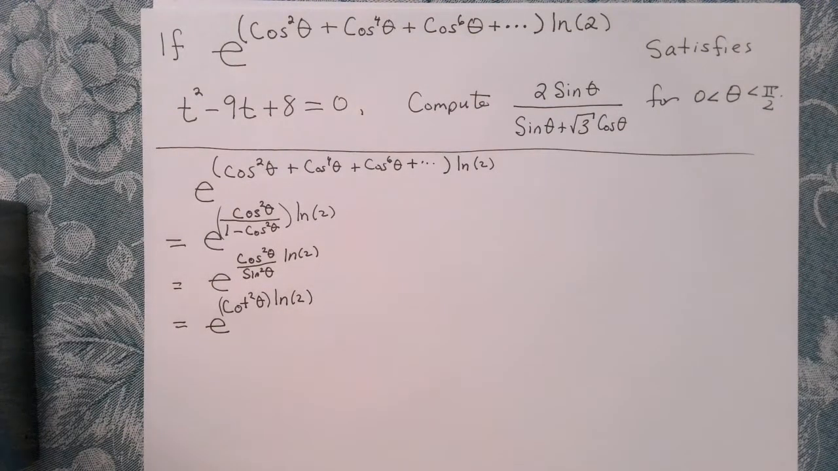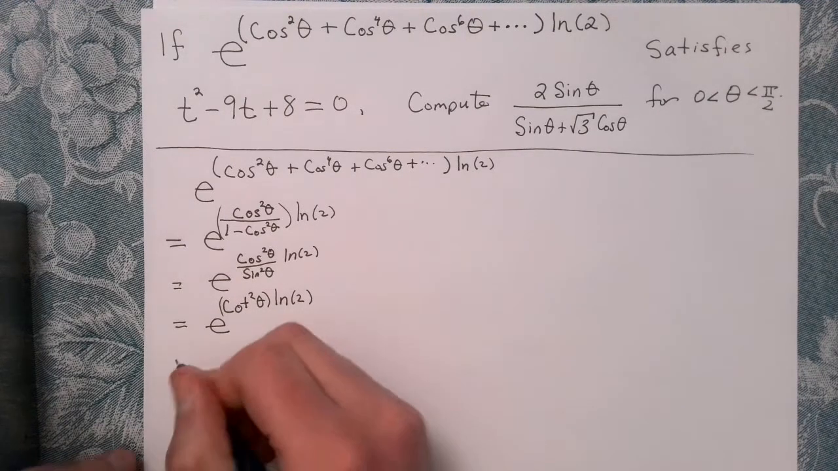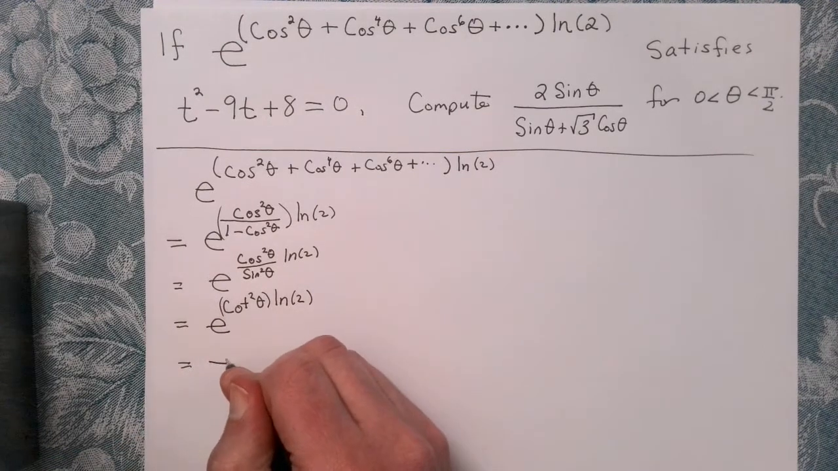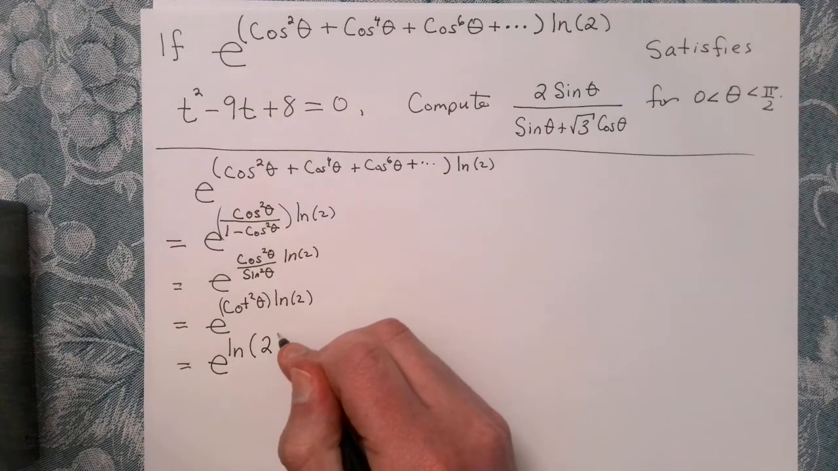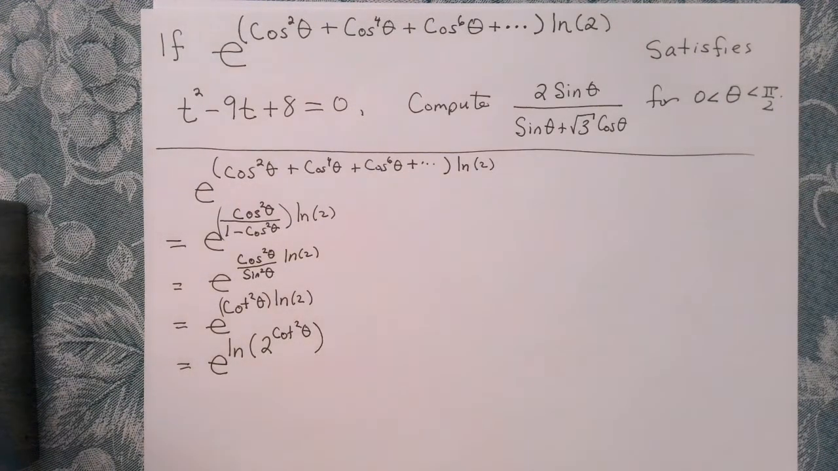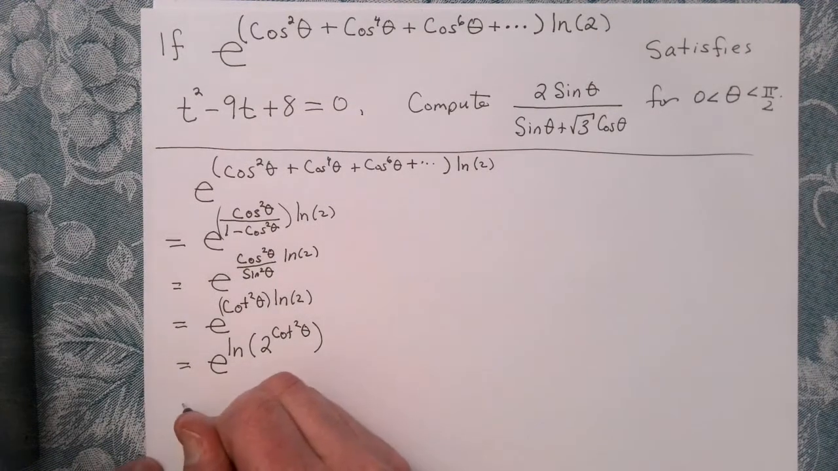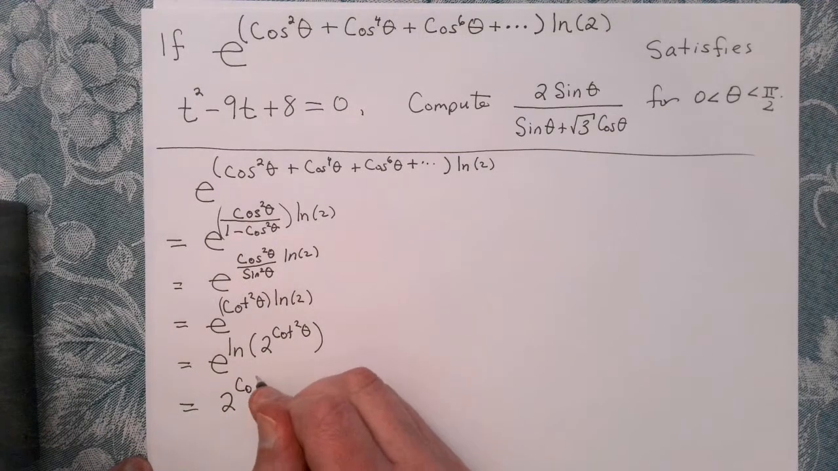But by that algebraic power rule for logarithms, we can actually move that back up as the exponent of 2 right here. So that gives us e to the natural log of 2 to the cotangent squared of theta power. But e and natural log, they're inverse functions, and we know that when we compose inverses, we're going to get exactly what's inside. So yeah, just by composing inverses, we get the following.